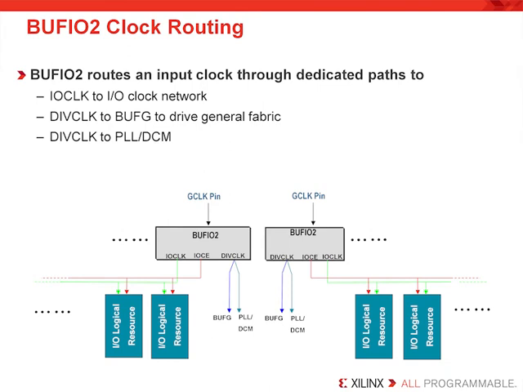Each BUFIO2 can route an input clock through 3 different dedicated paths. The I/O clock output routes directly to the I/O clock network. The div clock output, if used, can route to either a BUFG or route to a clock management tile.